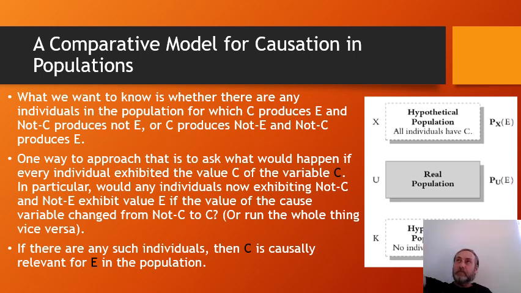So we've got our population. Some are smokers, some are not smokers. So we're asking, if we made them all smoke, would any of the people that now don't have lung cancer get lung cancer? If so, then there's at least one individual in the population with that C to E relationship, and that would be sufficient for causation in the population.